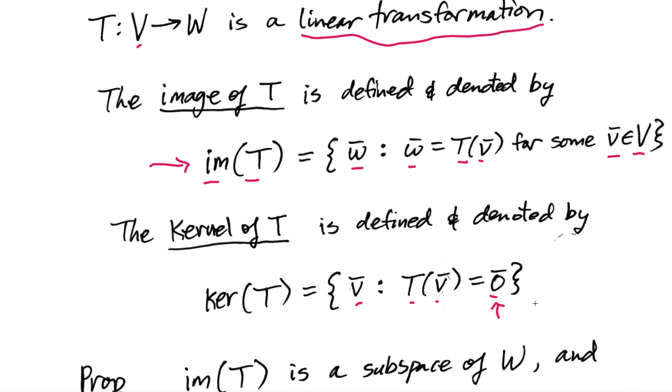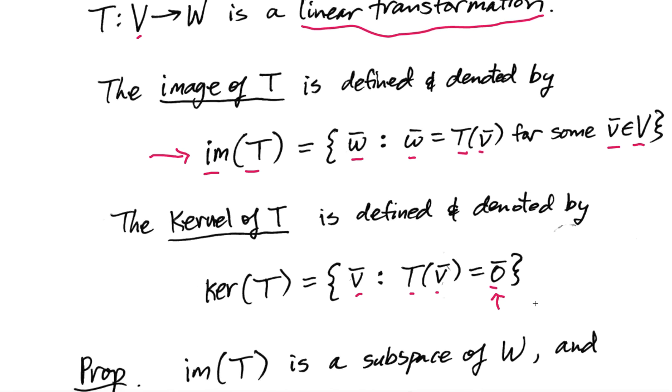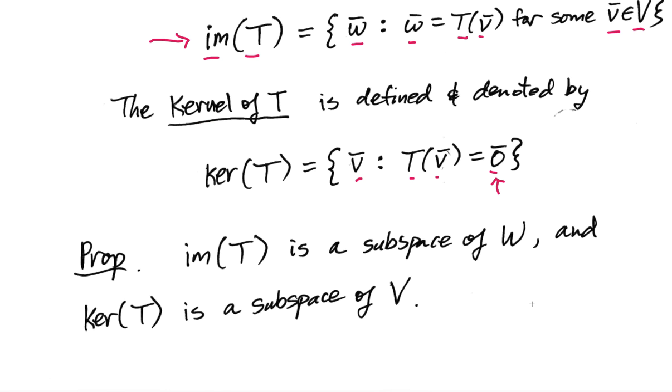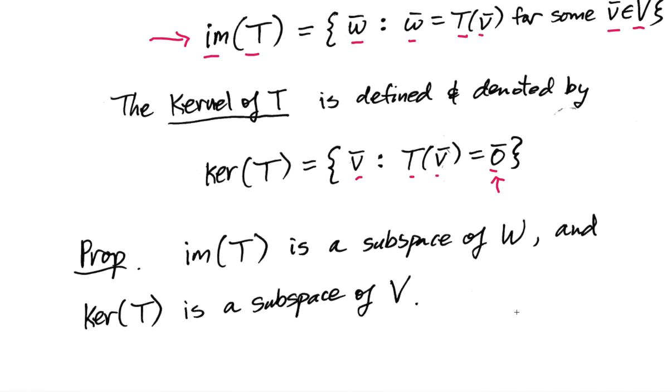Okay, so it sounds a bit like something we've seen. You remember null spaces of a matrix. And you know there's a great relationship between linear operators or linear transformations and matrices here. So these ideas are definitely connected here. But let's go on. Let's give you a quick proposition here.